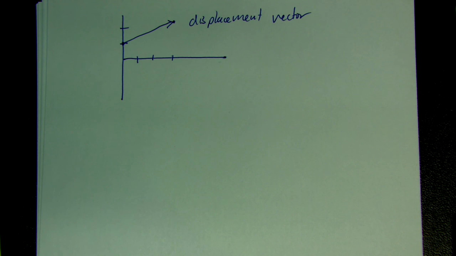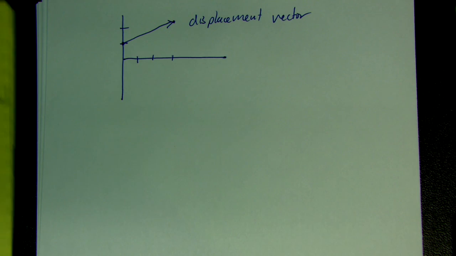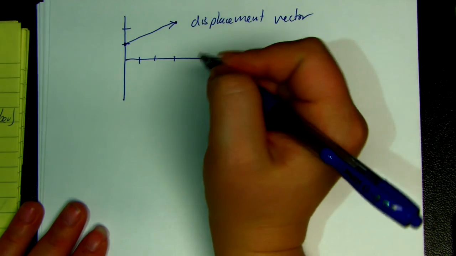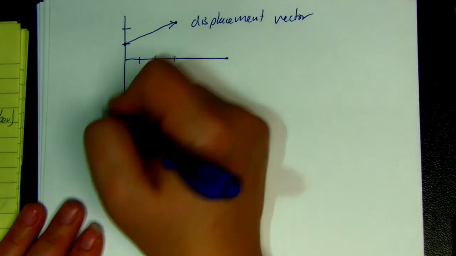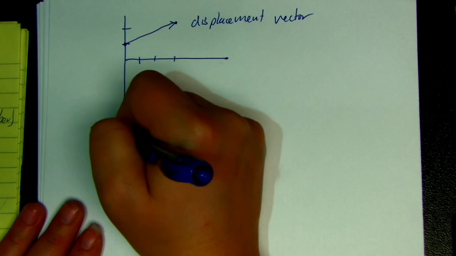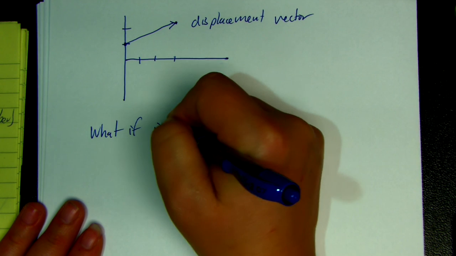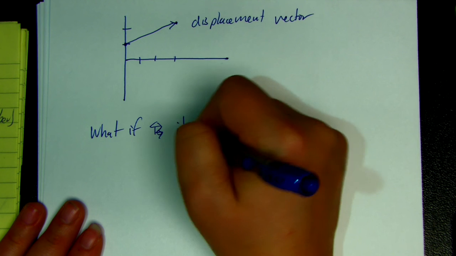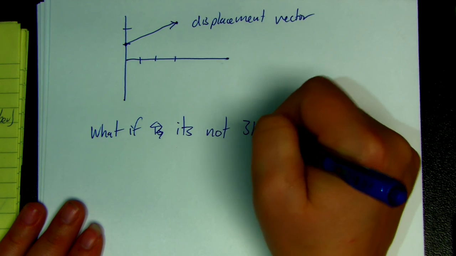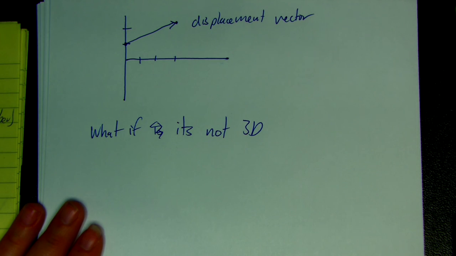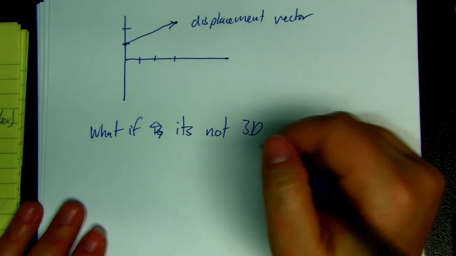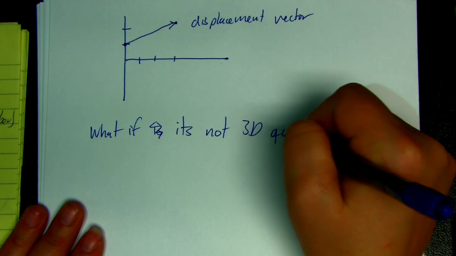All right, so I've already said this word a couple of times, but what if something is not a three-dimensional quantity? So what do we use? So what if it's not 3D? So in other words, there's no direction with it. It's directionless, like me in college.